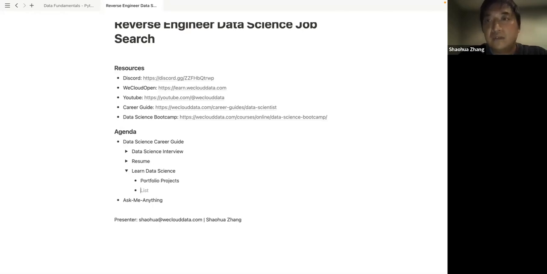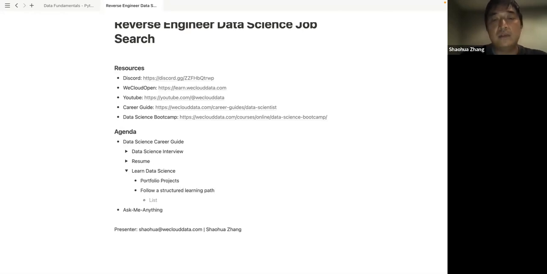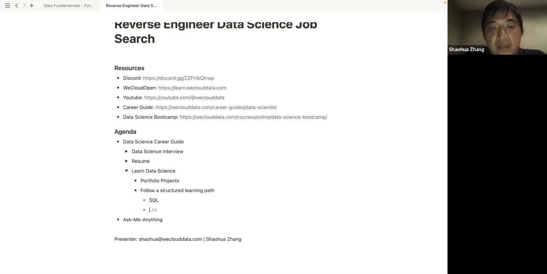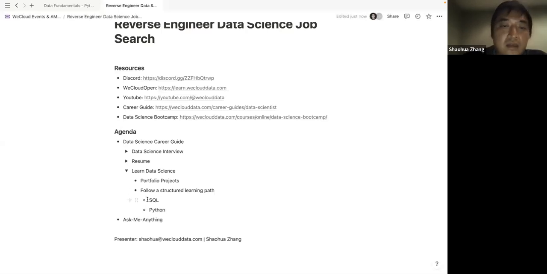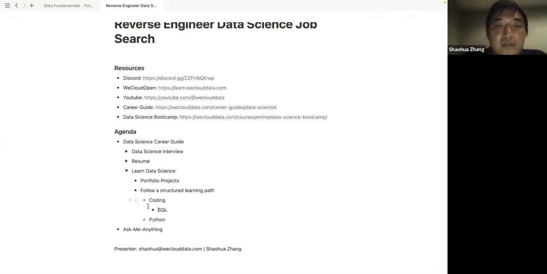But you need to have the skills in order to work on the project. So you have to sort of learn the skills. So my recommendation is really just follow a structured learning path, right? So now I'm going to talk about learning path. That's very important, but it's actually not that sophisticated. You've probably seen that many times, right? You need to start with SQL and Python. So coding is very important skill to have.